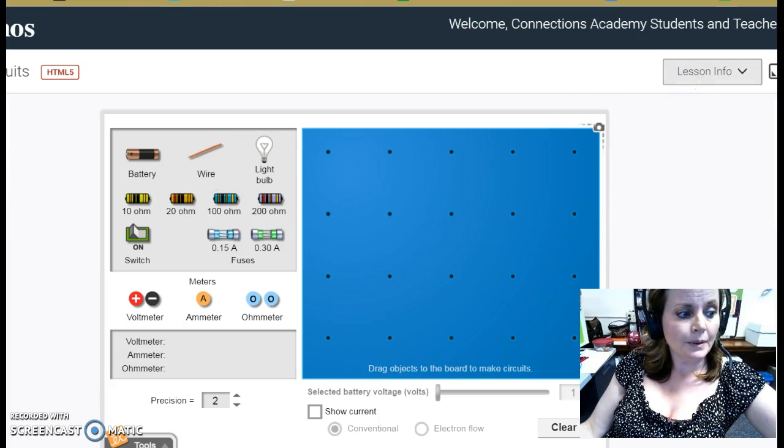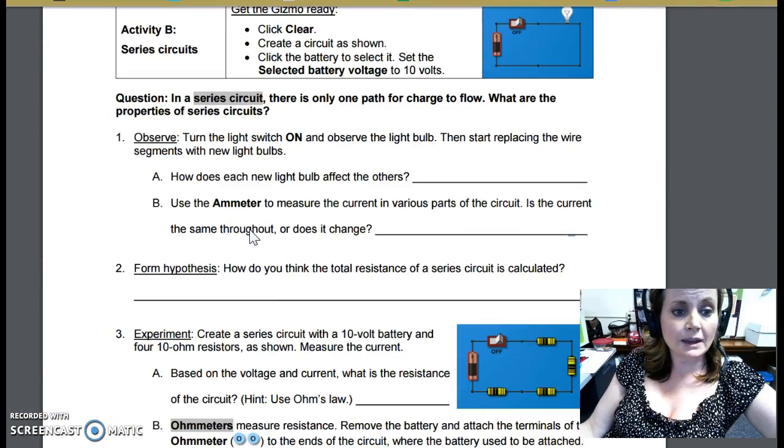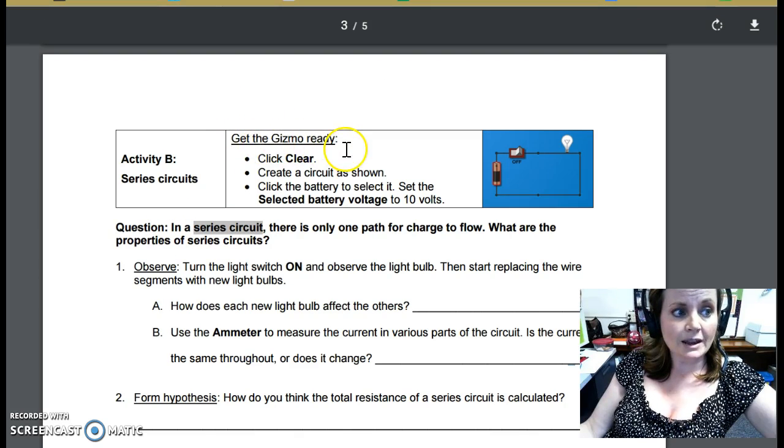So bringing that up, I'm going to go to Activity B, and see what Activity B wants me to do. It says, get the gizmo ready. Click Clear, create a circuit as shown right here. So that's my first step, to create this circuit. As you can see, there's a battery, positive end on the top, negative end at the bottom, a switch in the off position, a light bulb, and some wire. Now it does tell us in the directions not to do Activity A, so we don't need to do that.